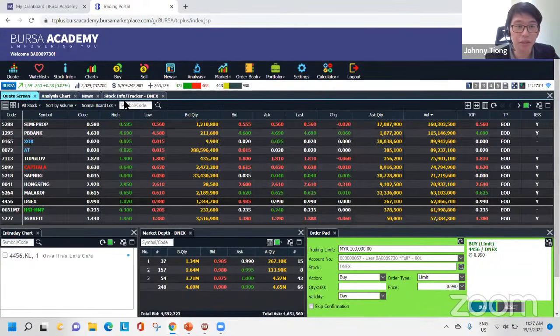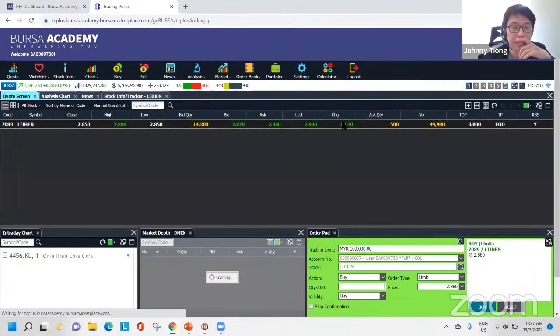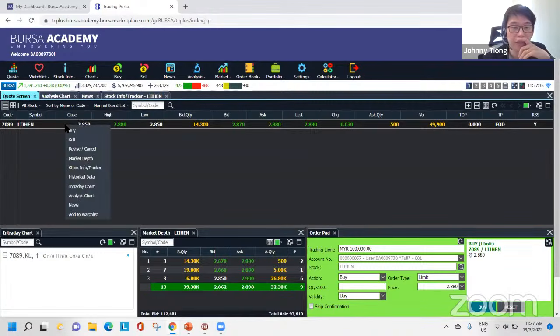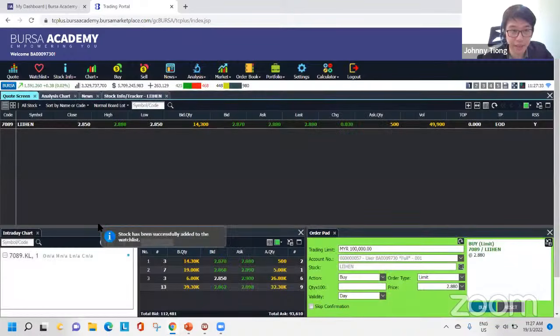So I go to the quote screen and enter my symbol. For example, I look at the stock Lihen. When I right click, I see buy, sell, revise, cancel, and then add to watch list. The watch list I just added, as of now I only have one, Furniture. So I add in Furniture. I press add, and the stock has been successfully added to the watch list.